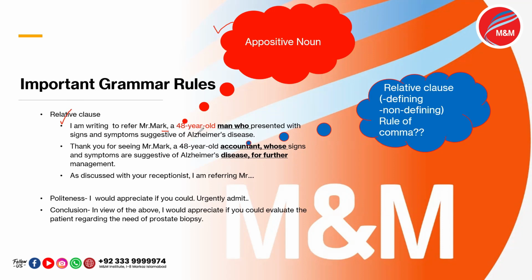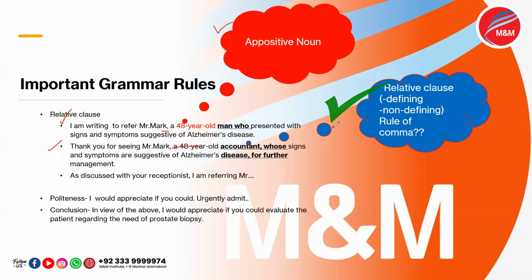Here you can see that we have to separate it with a comma and write it down hyphenated. Let's say hyphenated text, right? So you should write hyphenated text over here, who presented with signs and symptoms suggestive of Alzheimer's disease. So here you can see that we can write the relative clause in this response, followed by, thank you for seeing, Mr. Mark, a 48-year-old accountant. Again, we can write it hyphenated, or simply write an accountant directly over here.